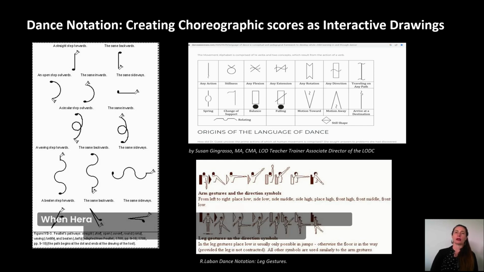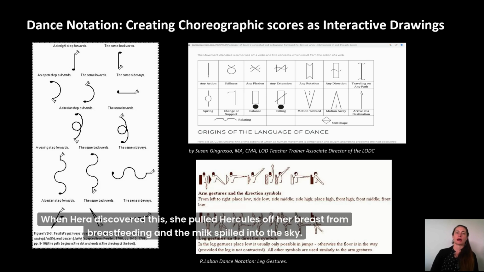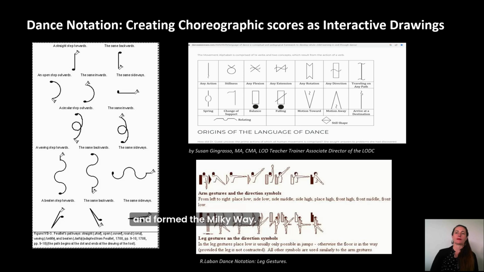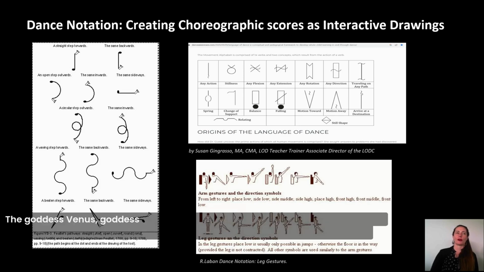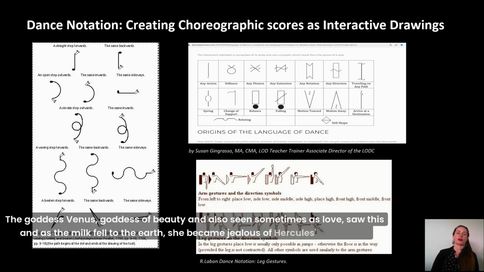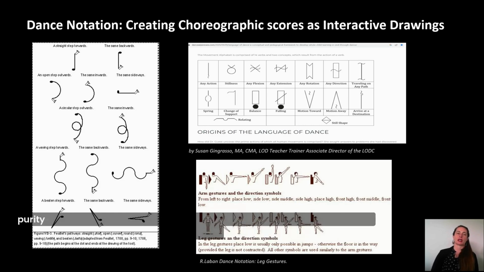And when Hera discovered this, she pulled Hercules off her breast from breastfeeding, and the milk spilled into the sky and formed the Milky Way. The goddess Venus, the goddess of beauty and also seen sometimes as love, saw this, and as the milk fell to the earth, she became jealous of Hercules' innocence, purity, and beauty, and cursed the milk as it fell to earth and turned them into kala lilies.